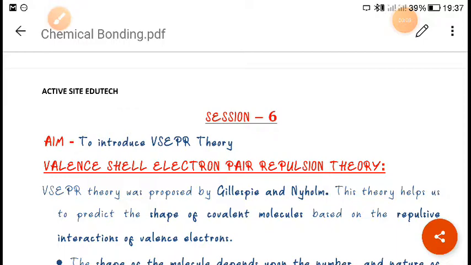In today's class we will discuss valence shell electron pair repulsion theory and shape of molecules.